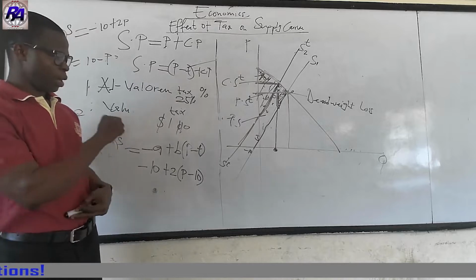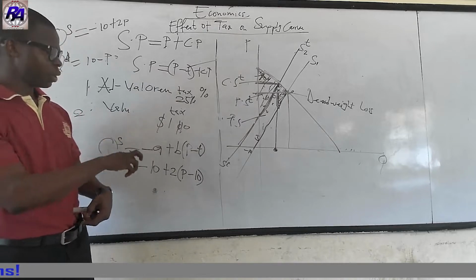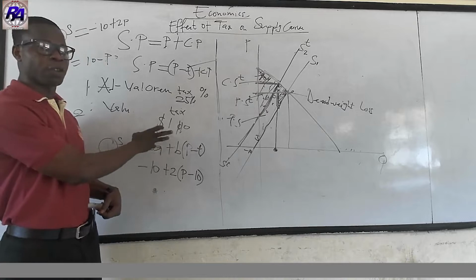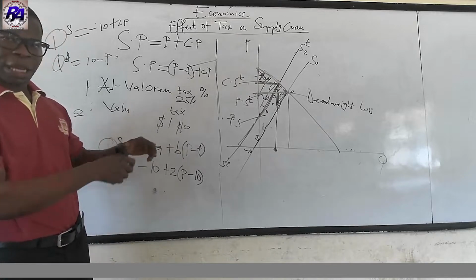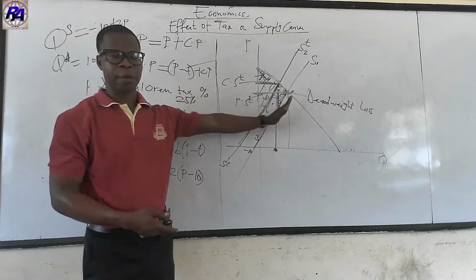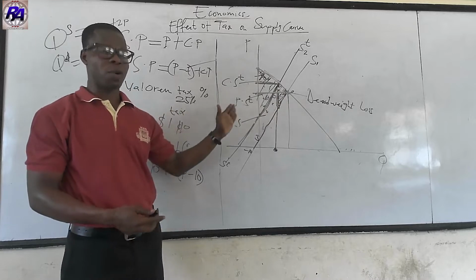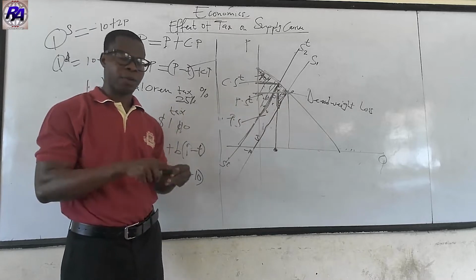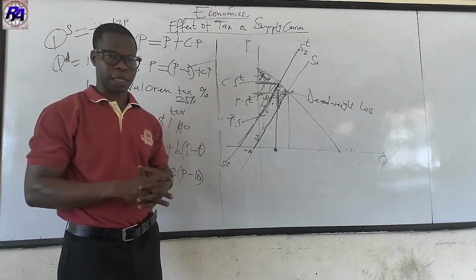Remember that the type of tax given depends on the function you are supposed to use. But in either case, our supply curve will always shift to the left, or upward, which means there is a decrease in the supply of goods and services.